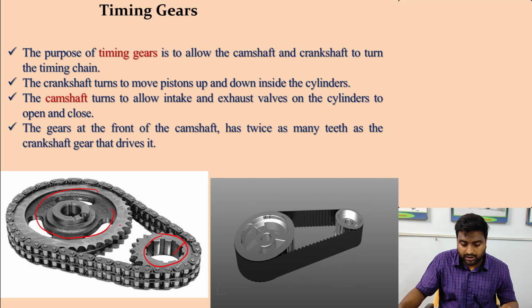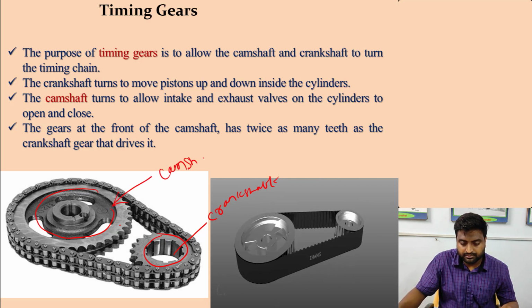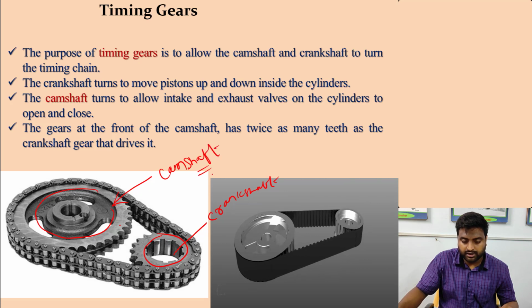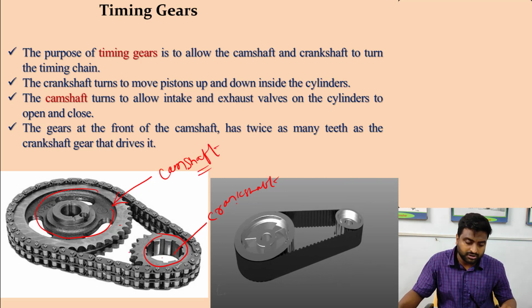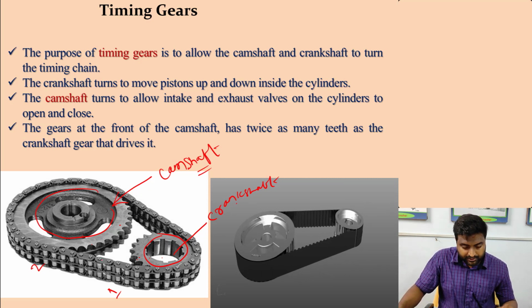So this small gear is connected to the crankshaft, and the bigger gear is connected to the camshaft, right? And what is the gear ratio? The gear ratio is 2:1. That means the number of teeth, if this is 1, the size of the camshaft gear will be twice of this. So the camshaft gear will be twice.